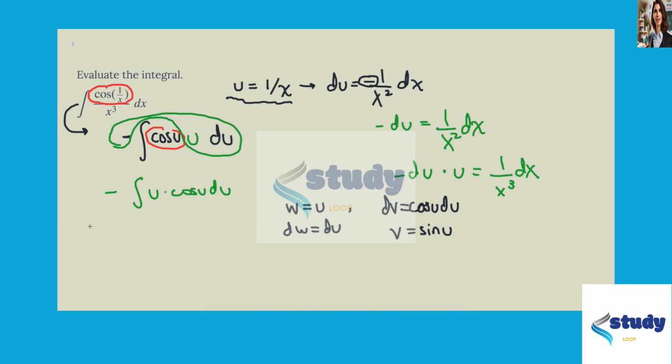So using integration by parts, remember the formula there is uv minus integral v du. In our case, let me go ahead and replace that with a w there, since that's what we're using. So negative, then we have u times sine u minus integral sine u, that's v, and then dw, which is du.